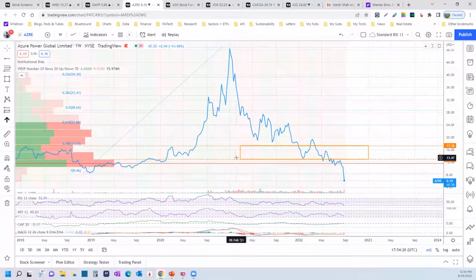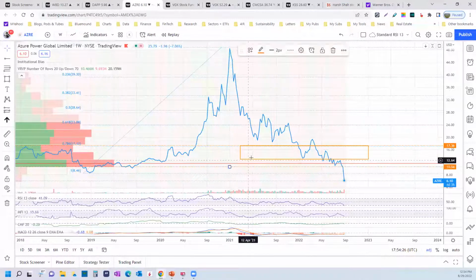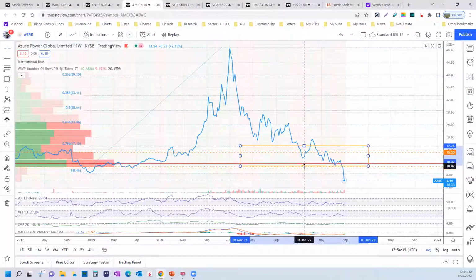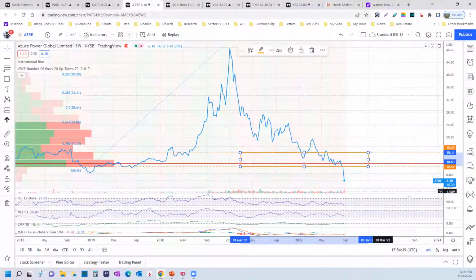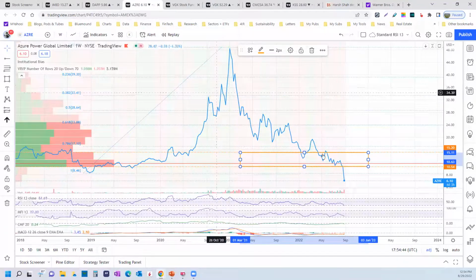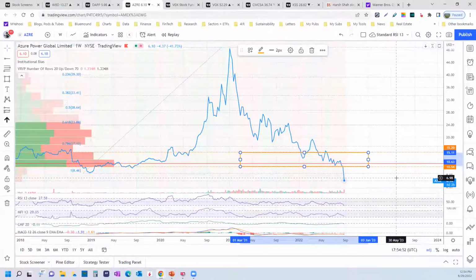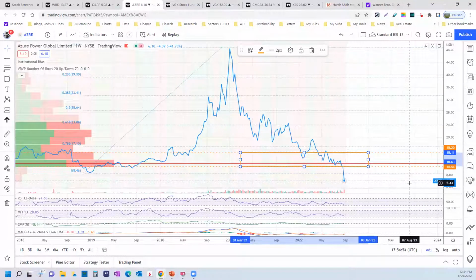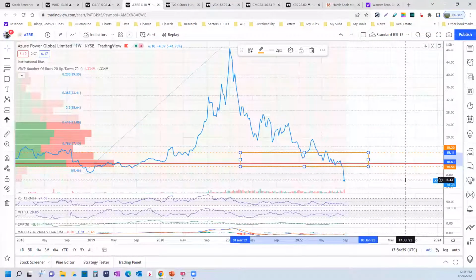So this probably should have been there. There you go. This is the dump. It's already off its bottom for the day. So if you don't own Azure, I'd say buy it now. You at least get a starter position, then watch it for a while. I don't think I want to mess around with the options just yet, but it's not going out of business.